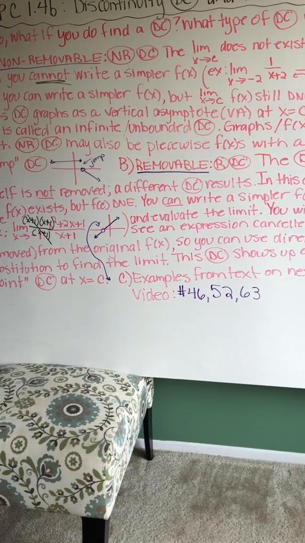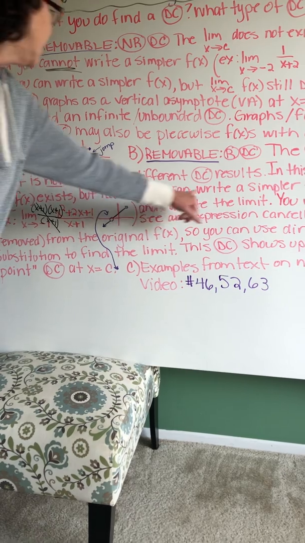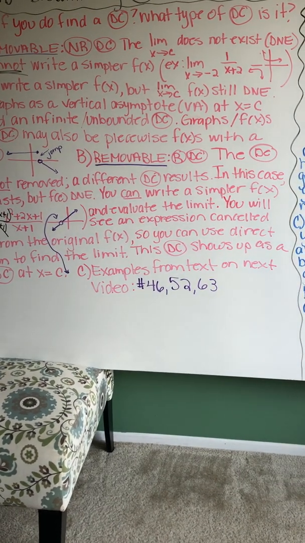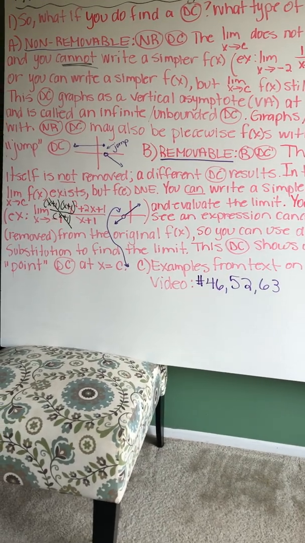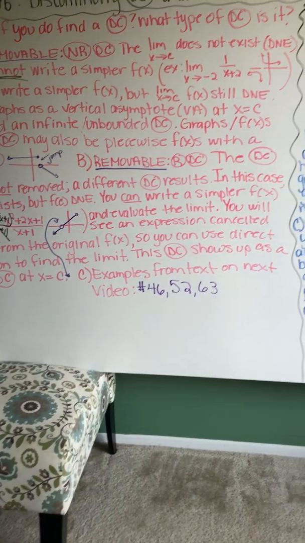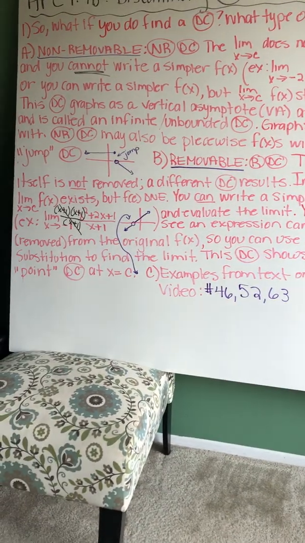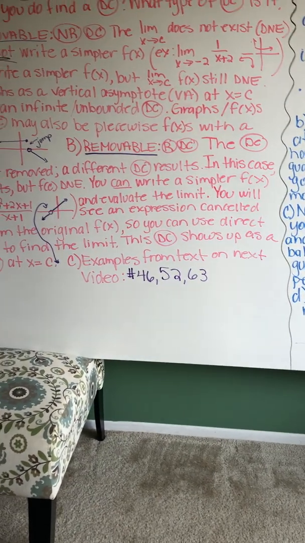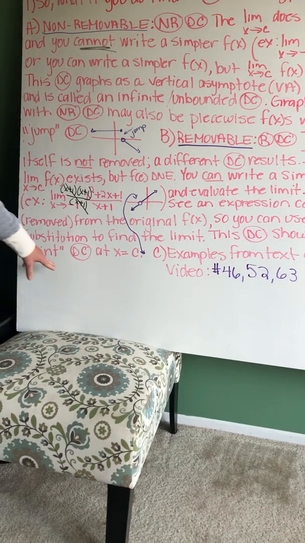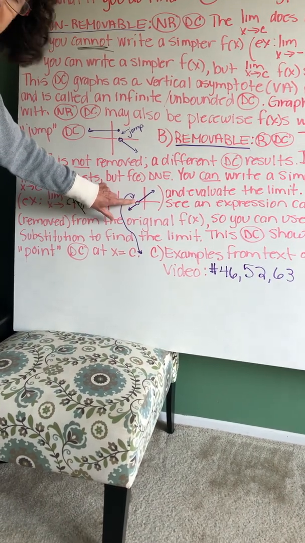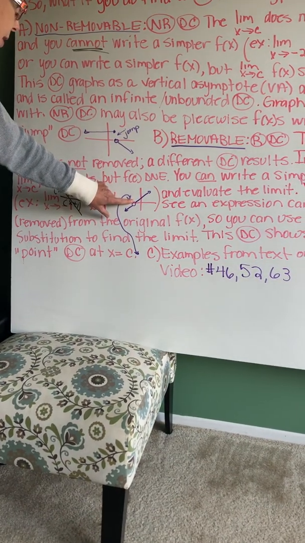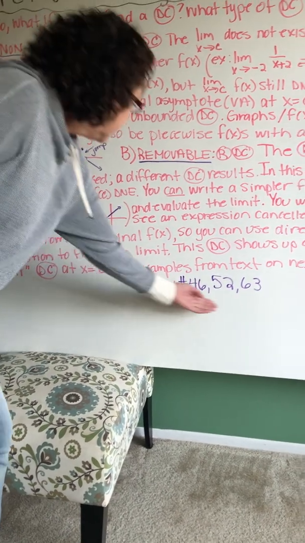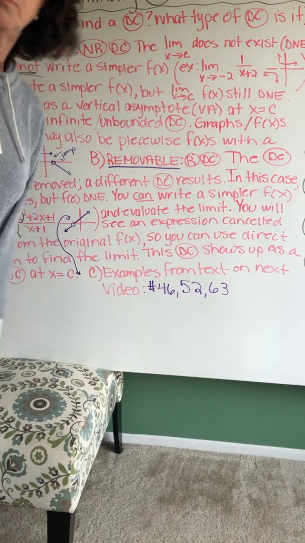So let's go back. You can write a simpler function and evaluate the limit. You will see an expression canceled, removed from the original function, so you can use direct substitution to find the limit. This discontinuity shows up as a point discontinuity at x equals c, right there, a point discontinuity. And so we're going to do examples, an example video, these three problems here.